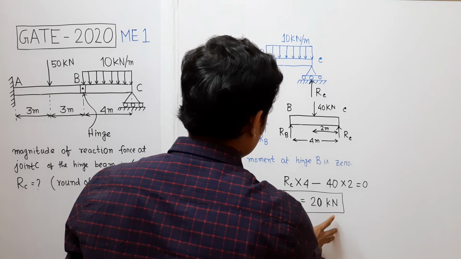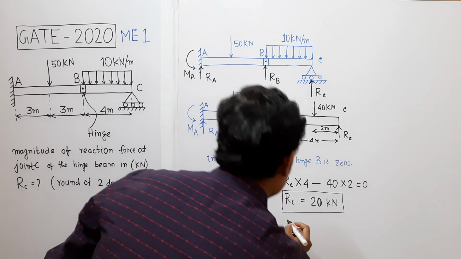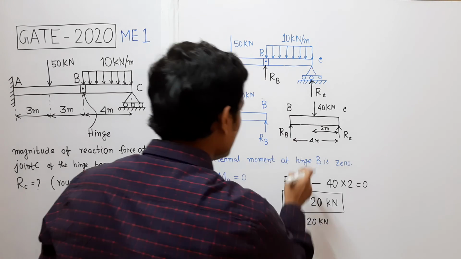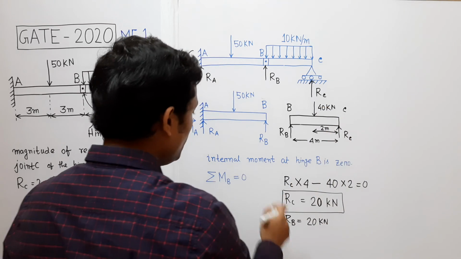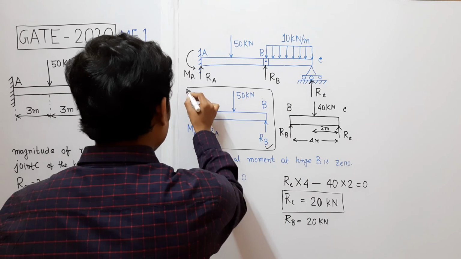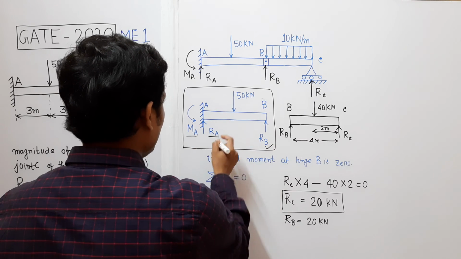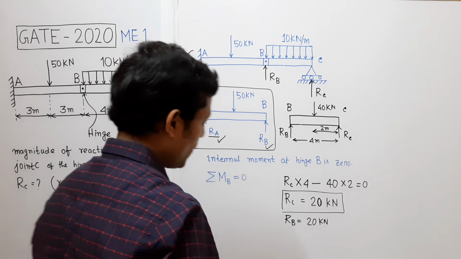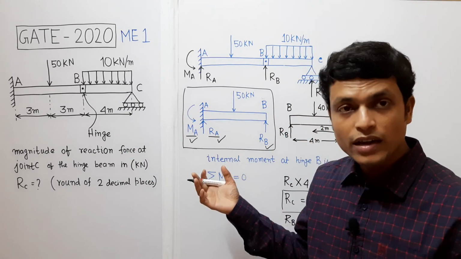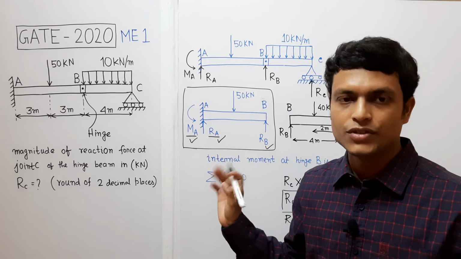So if we have determined RC, then RB plus RC is 40. So RB is also 20 kilonewton, as RB plus RC is 40. If RB is known, then this is known, and from this free body diagram, how many unknowns remaining? MA and RA. So from this free body you can determine MA and RA. So if you have been asked what is the reaction moment at the fixed end, that you can also determine, and what is the reaction force at fixed end, that you can also determine.